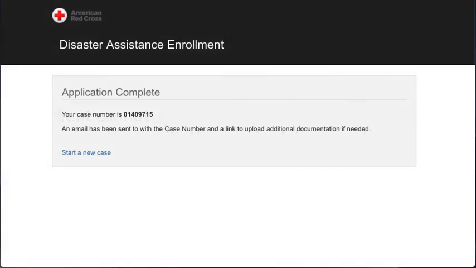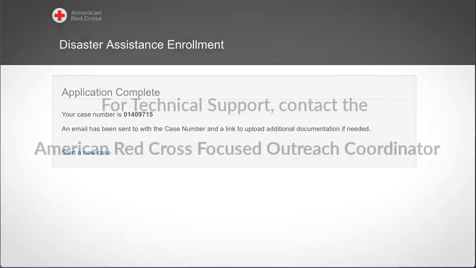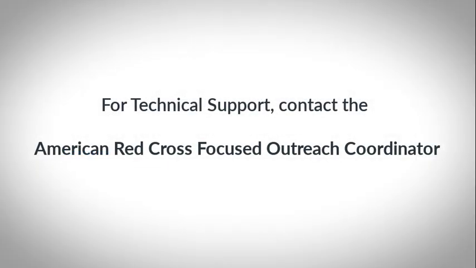Upon successful completion and submission of the enrollment form, you will see a confirmation screen. It will display the client's case number, which you should provide to the client. The client will also get an automated email with the case number. For technical support or issues with your token or your organization's access code, please contact the American Red Cross Focused Outreach Coordinator for your enrollment event.